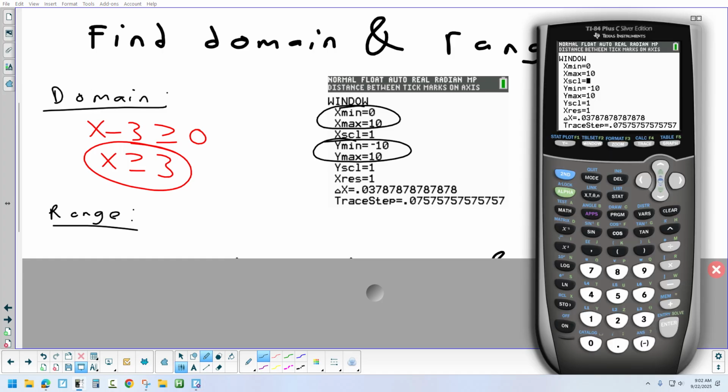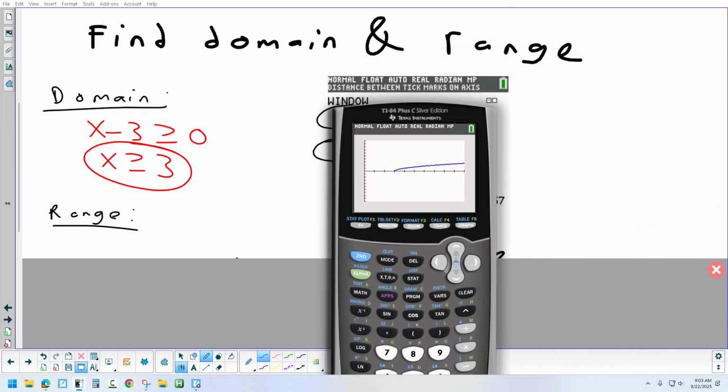Well, domain looks at the graph left to right. It explains to you how far left and right it goes. This graph starts at 3, and it goes to the right forever. Range describes the up and the down. So let's look at our graph. If you look at how far down the graph goes, what does it look like the lowest it ever hits is? 0. Yeah, 0, and it hits right here.